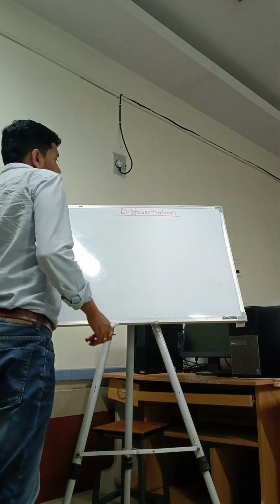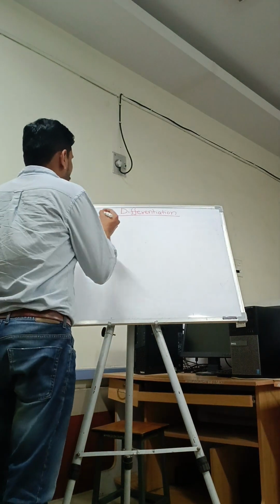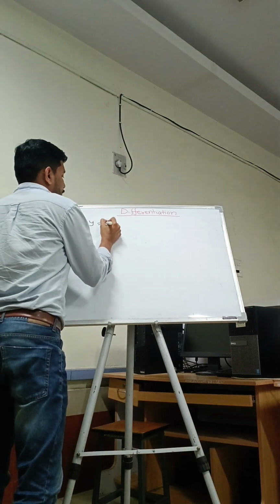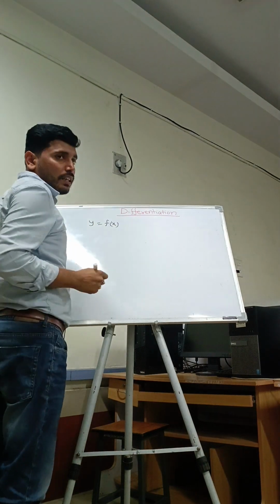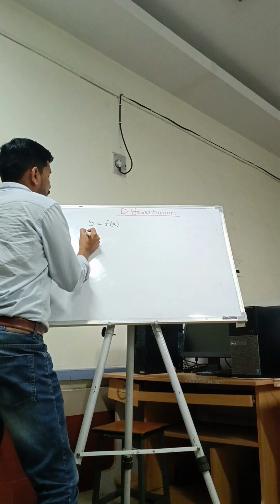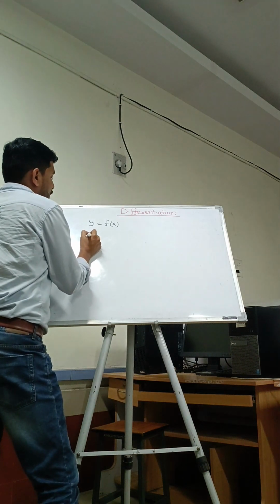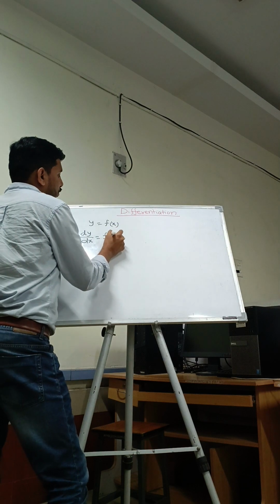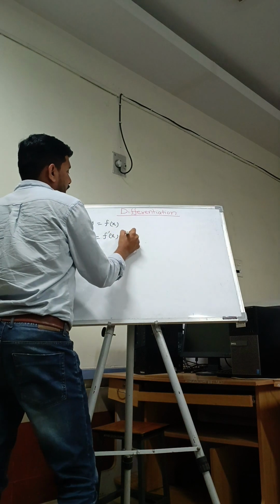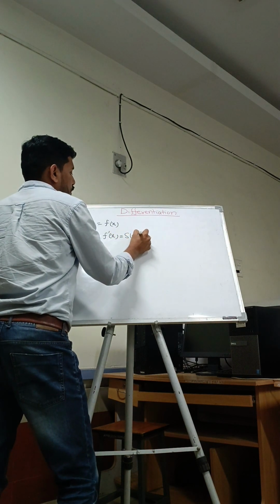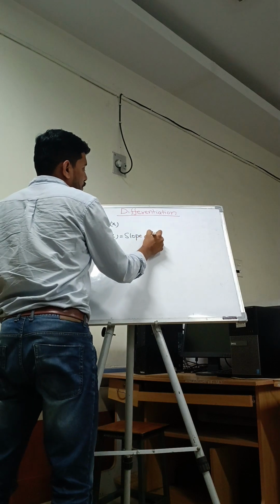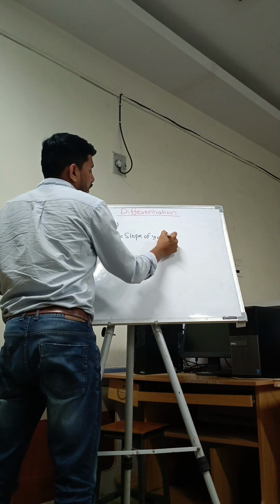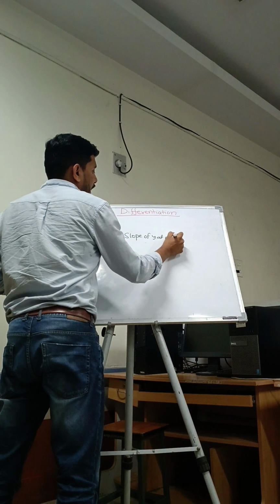For a given function y equal to f of x, we can write its derivative or differentiation of y, that is dy by dx, equal to f dash of x, and that we can also write as the slope of y at point x.